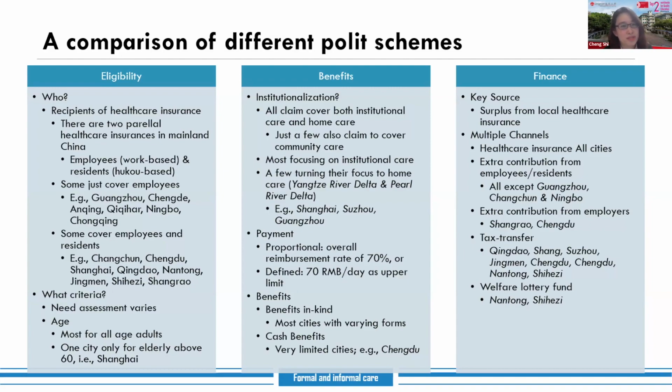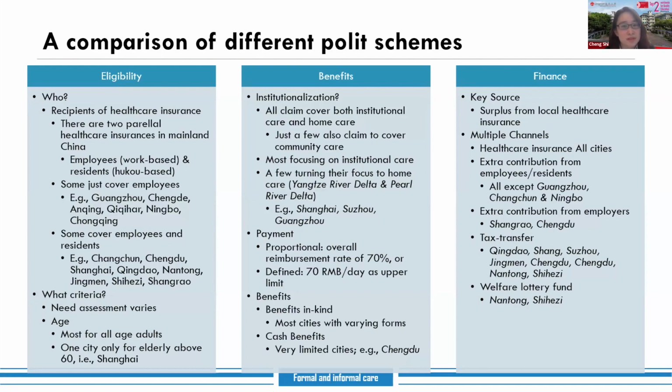Regarding the criteria for this long-term care insurance, the needs assessment schemes vary quite a lot in different regions. Some regions considered assessment for cognitive impairment, while some regions only cover the people with physical impairment. And also most regions cover not only older adults but all age adults. Only one city focuses on older adults alone.